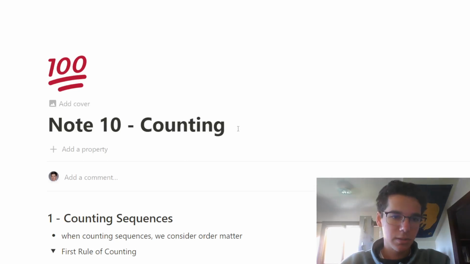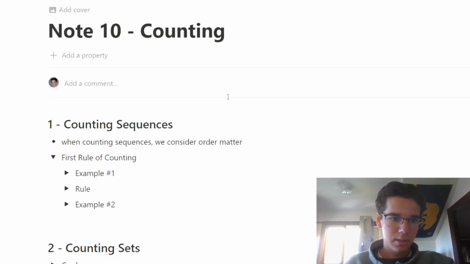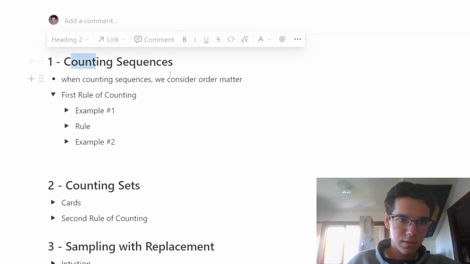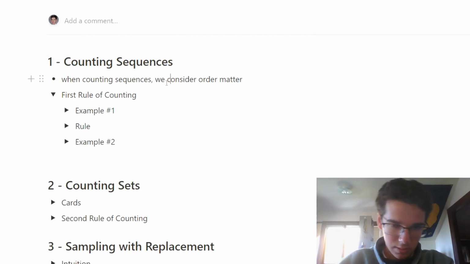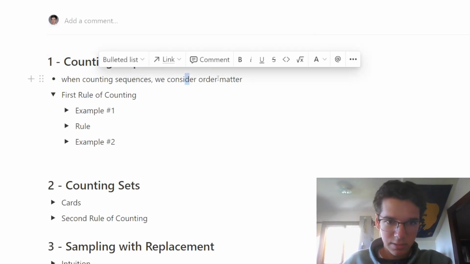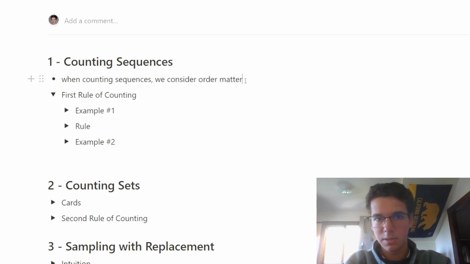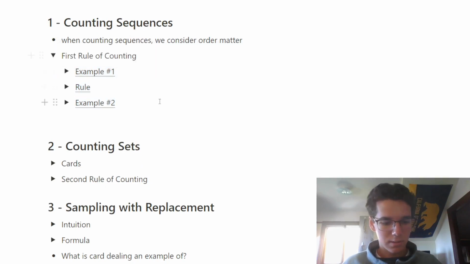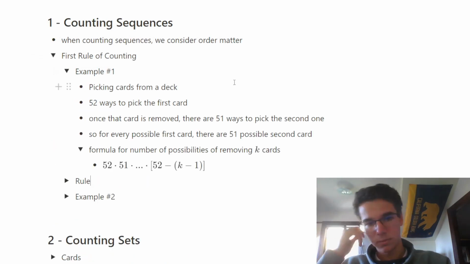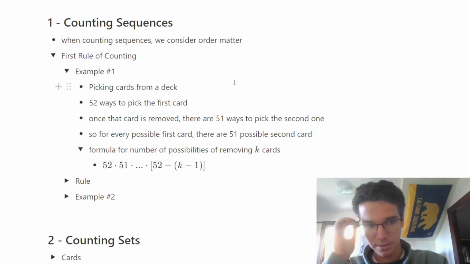Okay, so we're going to be going over note 10 from CS70. This one is about counting. So we're going to start off by talking about counting sequences. Specifically, when we're counting sequences, we want to make sure that we're keeping track of the order of these sequences. There's a couple of rules that they define in this note, and I'm just going to go over them using examples.